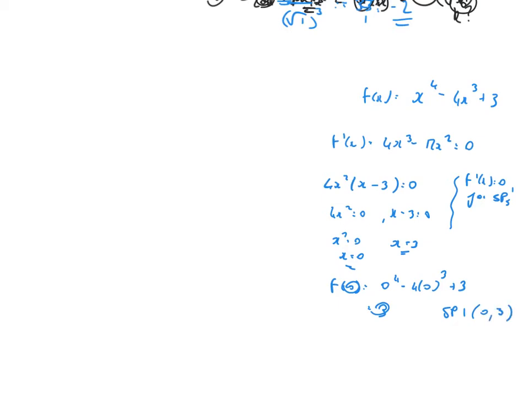Okay, now I'm going to sub in x equals 3, so f of 3 equals 3 to the power 4 minus 4 lots of 3 cubed plus 3. 3 to the power 4 is 81. 3 cubed is 27 times 4 is 108, plus 3. Okay, so 81 take away 108. That's minus 27. Minus 27 plus 3 is minus 24. Stationary point 2 then is 3, minus 24.